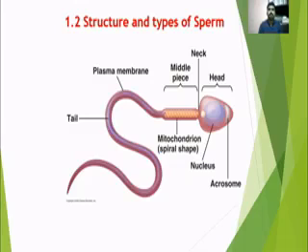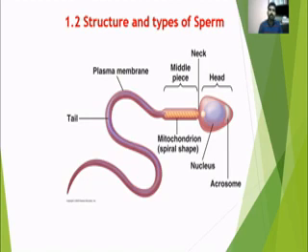Now students, we are going to see the second subunit of our first unit, comparative embryology, and it is nothing but the structure and types of the sperms. Okay, first we see the structure of the sperms. Here I give you one example of the sperm, and it is a human sperm.